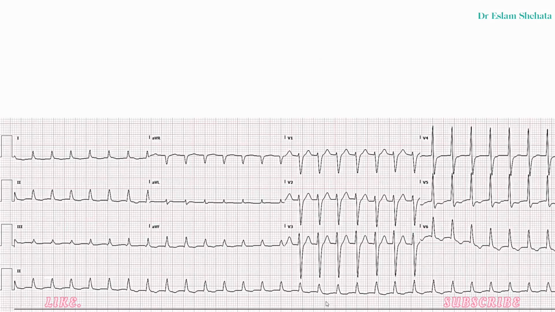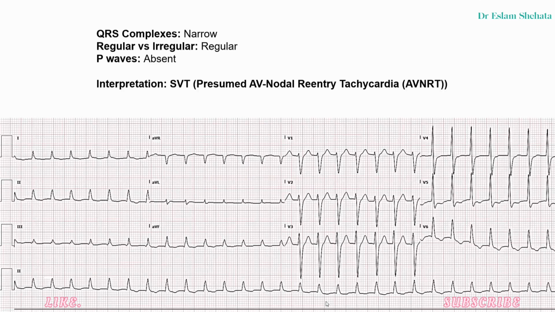What about this example? Once again, wide versus narrow. So it's a narrow complex, regular versus irregular. Let's say it's regular. So we have a regular, narrow complex tachycardia. What about the P waves? I can't see any clear P waves in this ECG. So which type of beat has no P waves? If you remember back to that slide, 2 slides back, junctional AV-nodal beats have no P waves, at least sometimes. So this is an AV-nodal tachycardia, maybe an AV-nodal re-entry tachycardia. So this is a type of SVT.